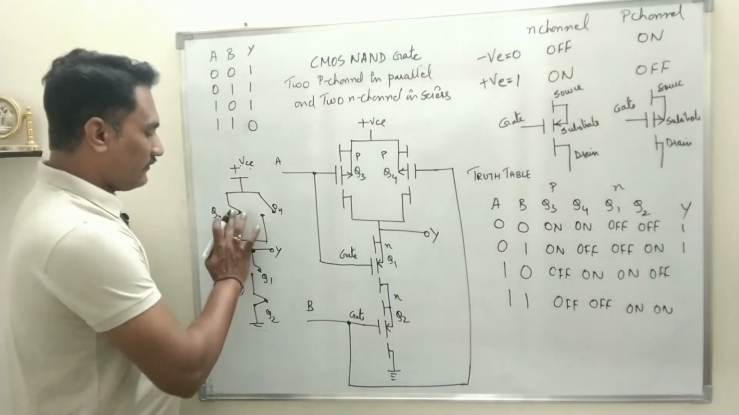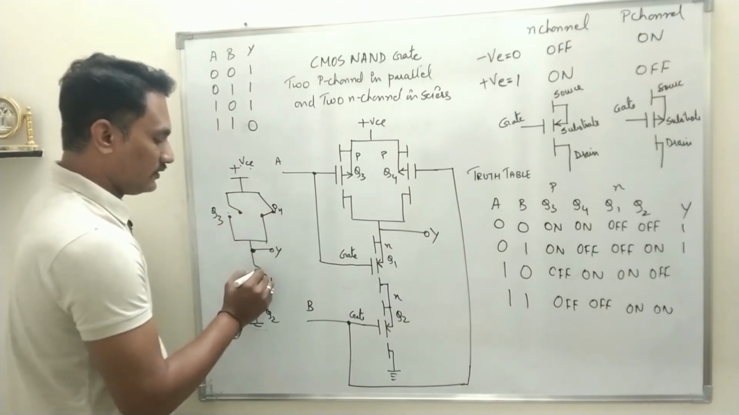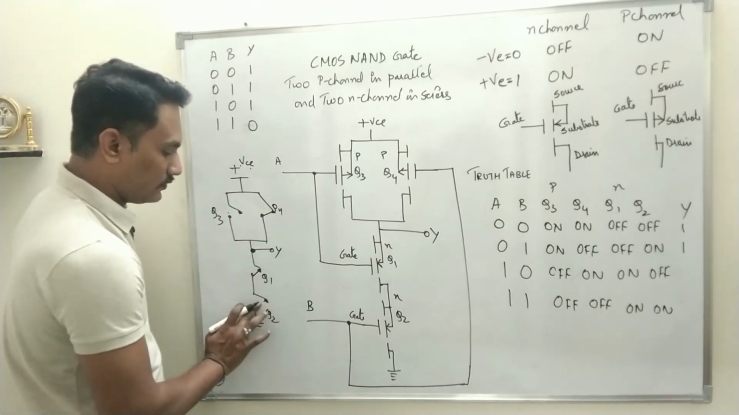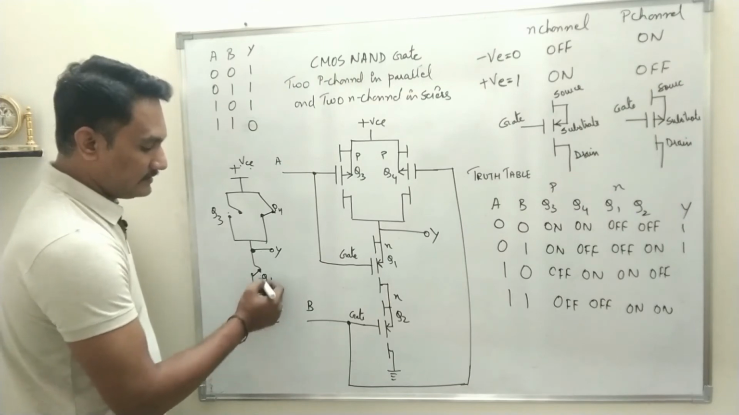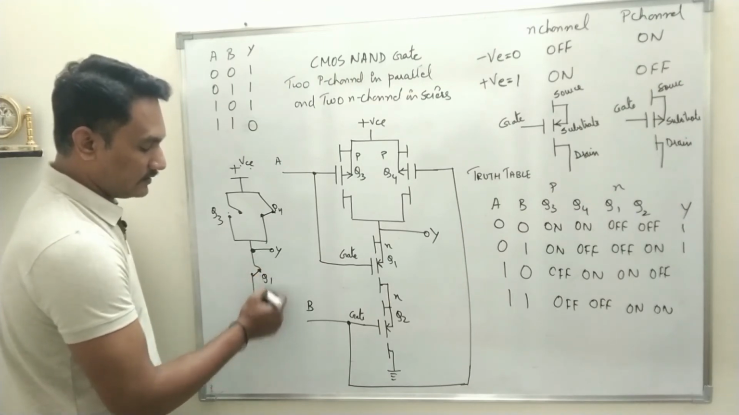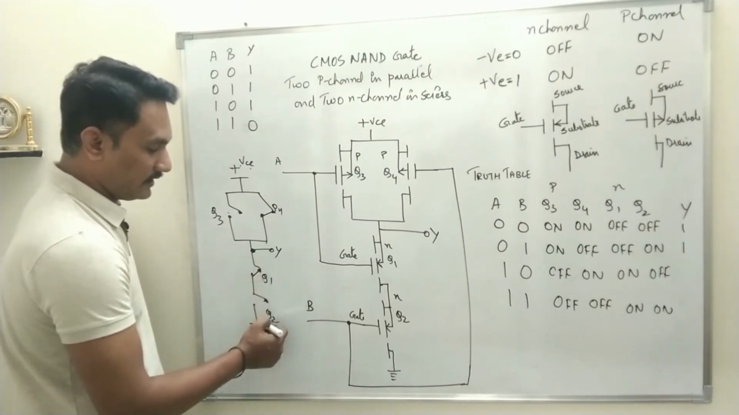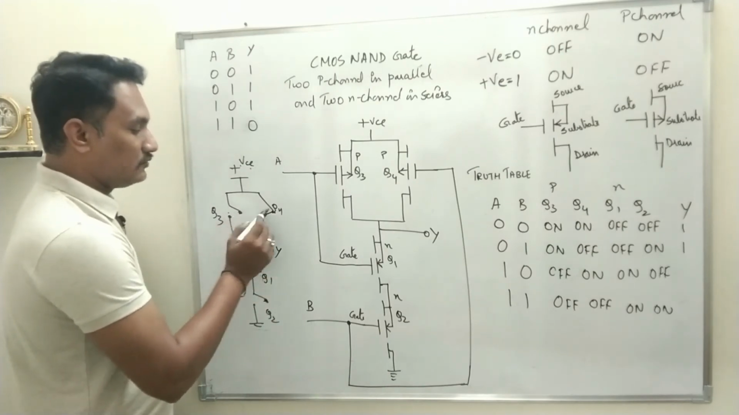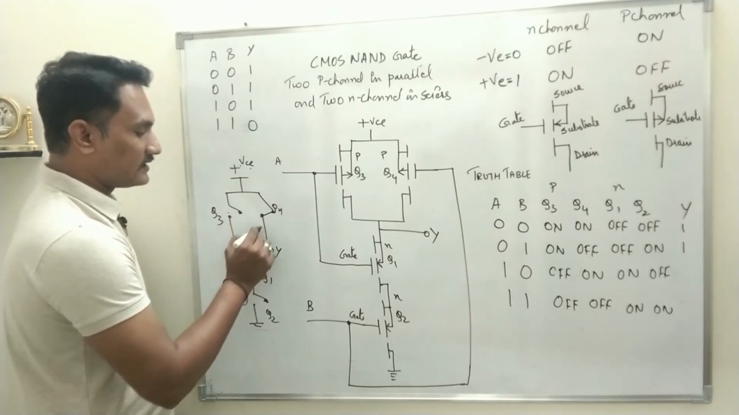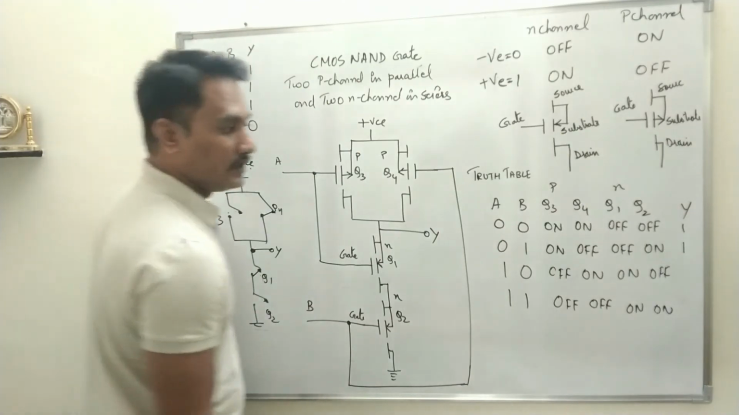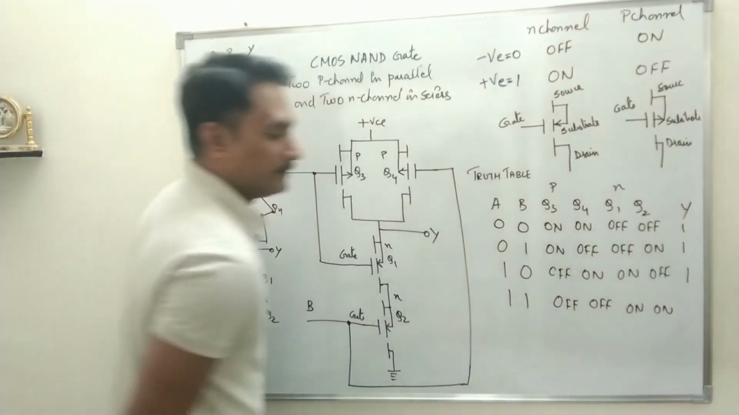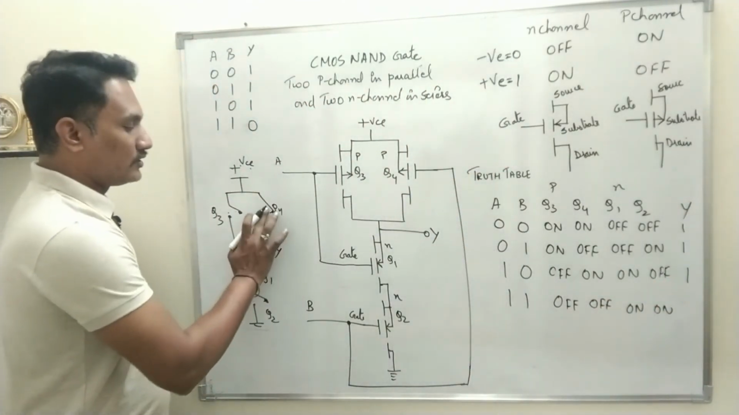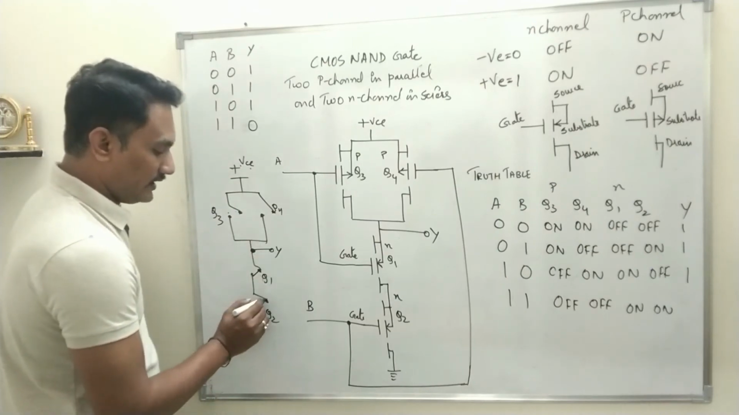Next, Q3 is off, Q4 is on, Q1 is on, Q2 is off. Again, as they are connected in series, the path is broken, so Y cannot be connected to ground, and in these two, as they are in parallel, Y gets connected to plus VCC through Q4, so Y will be equal to 1. And in the last case, both Q3 and Q4 are off, Q1 and Q2 are on.